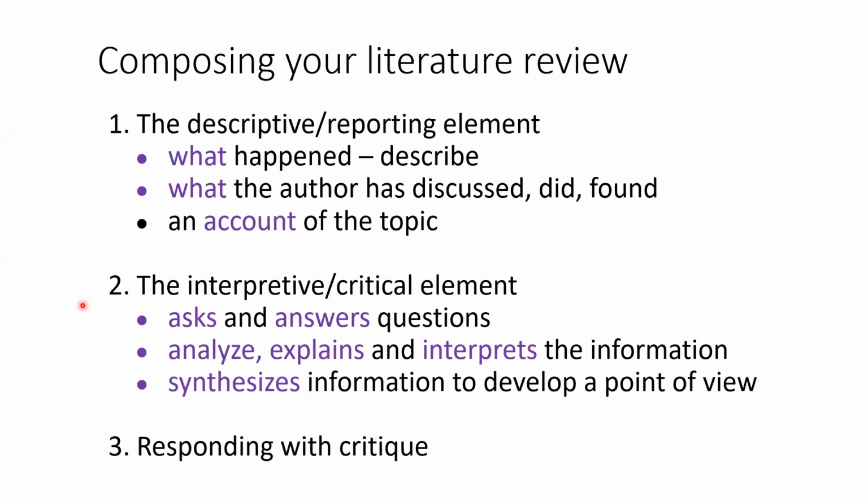So composing your literature review, you have to always go from descriptive to interpretive to critical. That is the sequence. There are three types of writing styles. One is descriptive writing. Descriptive writing is just a reporting element. You are recording summaries of what others have done, what has happened in the past, what research has been done, how they have done it. You just keep on describing what the authors have discussed, what they did, what they found, and an account of their topics, right?